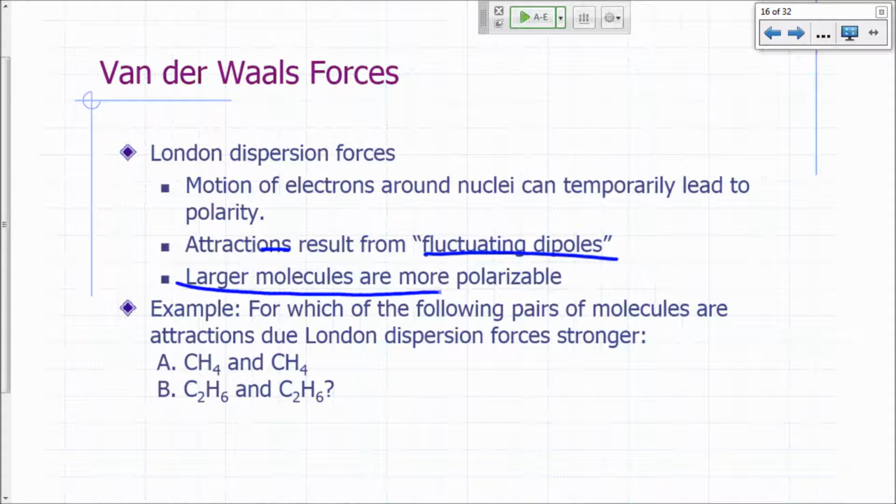Now, the bigger the molecule, the stronger these fluctuating dipoles are going to be. So we say that larger molecules are more polarizable. So you would expect stronger London dispersion forces between larger molecules. So for which of the following pairs of molecules are the attractions due to London dispersion forces stronger? Between a pair of CH4 molecules or between a pair of C2H6 molecules?